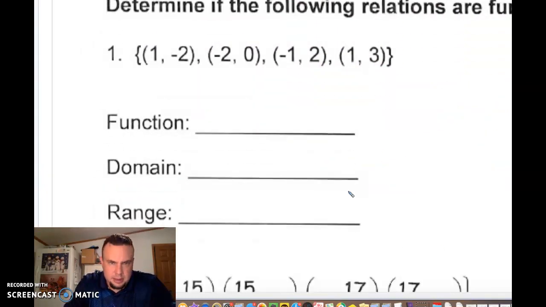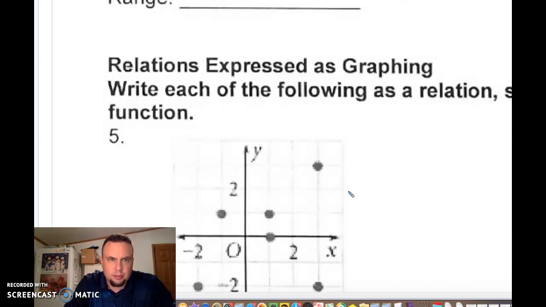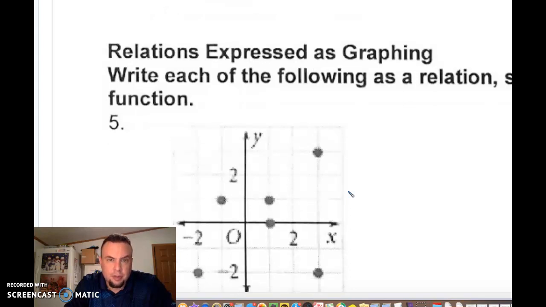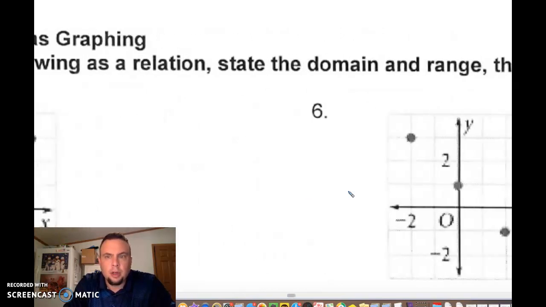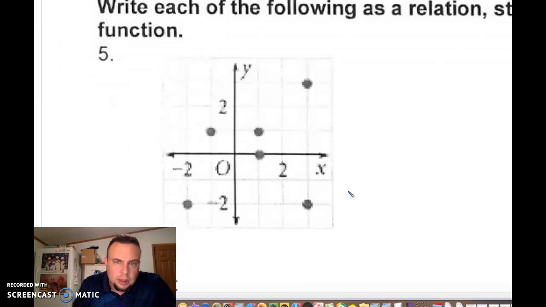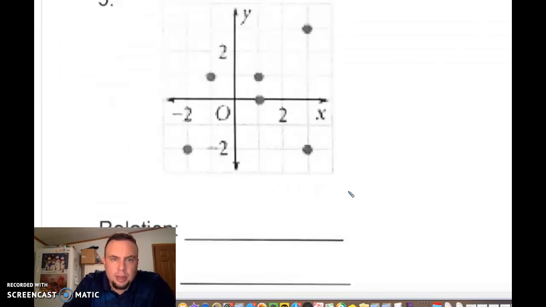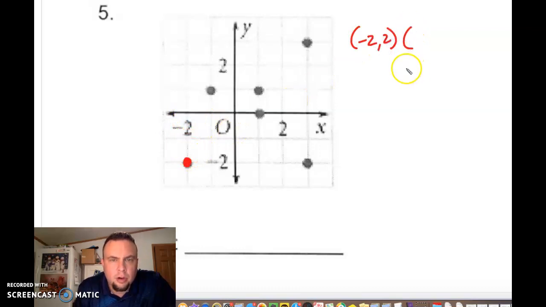Okay. Let's go to this one right here. Alright, relations expressed as a graph. So we're going to say, is it a relation, state the domain and range, and then is it a function? Well, domain and range, look at the domain. If we map these out, meaning write down the coordinates, this one would be what? -2, comma, -2. Okay, this is how you do domain and range for a graph.